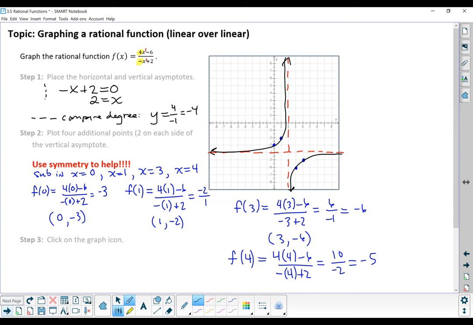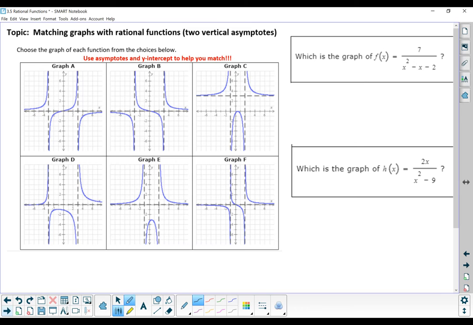Okay. The final topic is a matching topic where we have to look at 2 equations, which I have on the right there, and we have 6 choices of graphs that we need to try to match them to. So in order to match these, I would use their asymptotes, use their y-intercept, and even if the y-intercept isn't helpful, you can use any point on the graph as well. So the first thing you probably want to do to help you match these is to factor them.